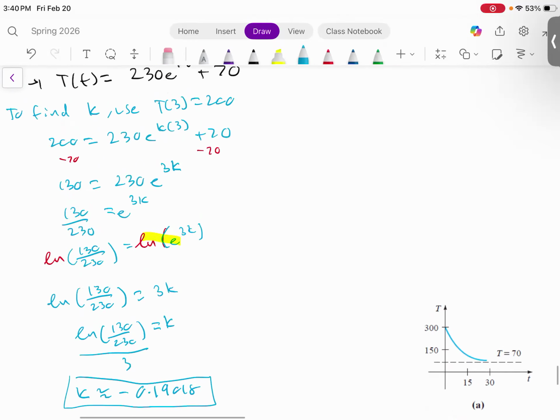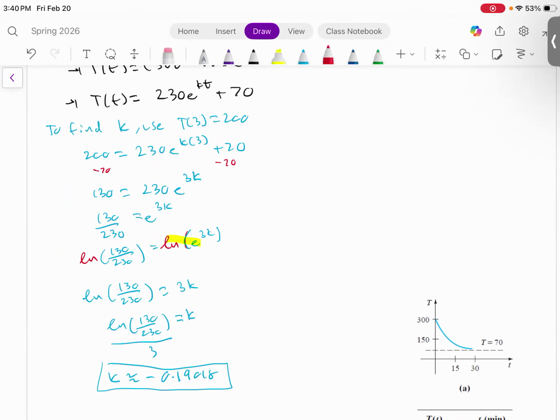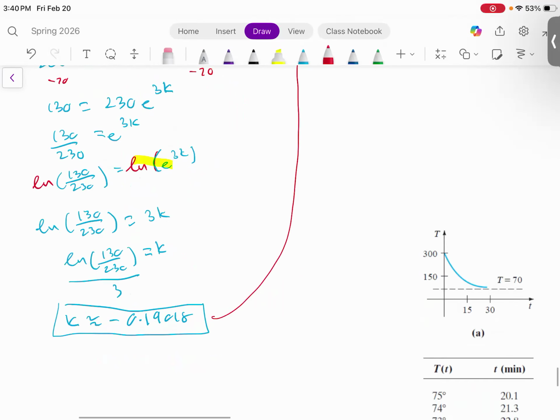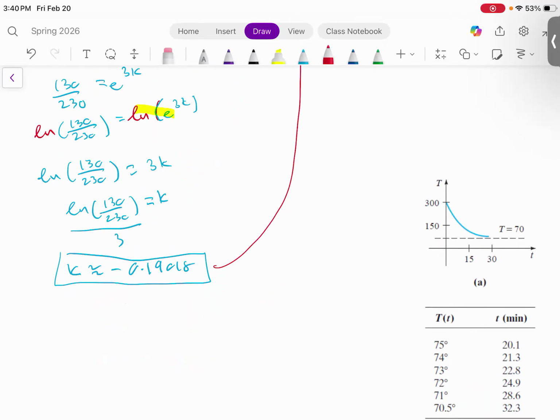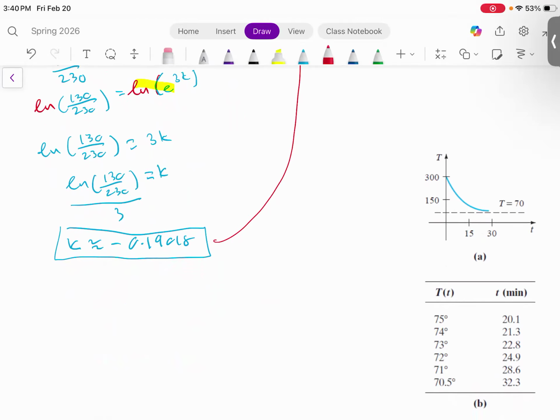So we take this k, we throw it back into our solution, right in here. And we create our solution, and we're going to use this to figure out the time that the cake cools off to 70 degrees. But let's write the equation first. So the temperature of the cake equals 230 e to the negative 0.19018 t.